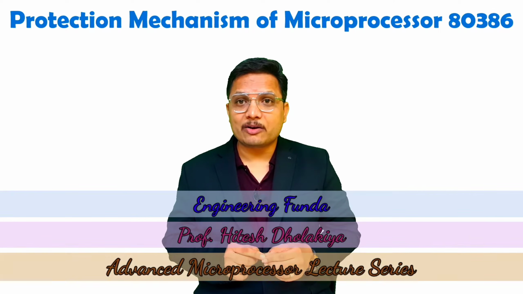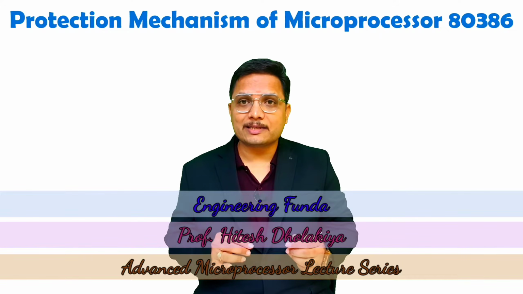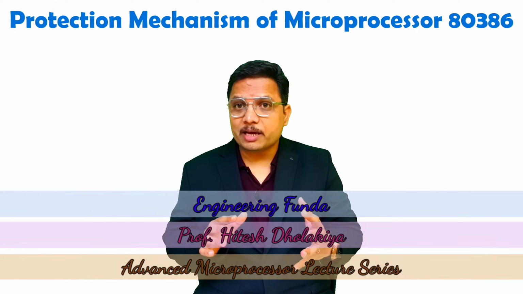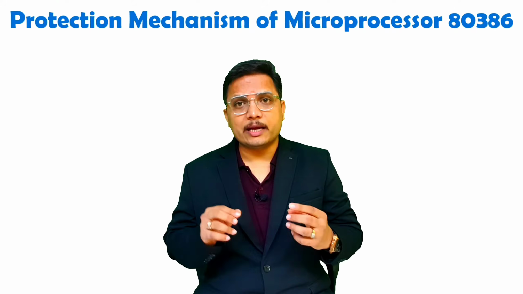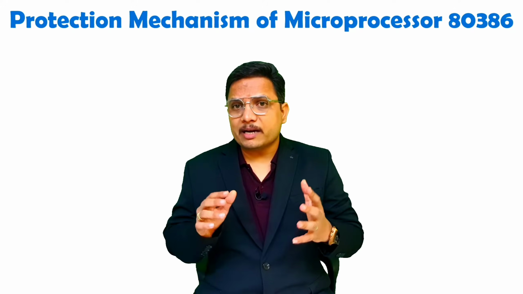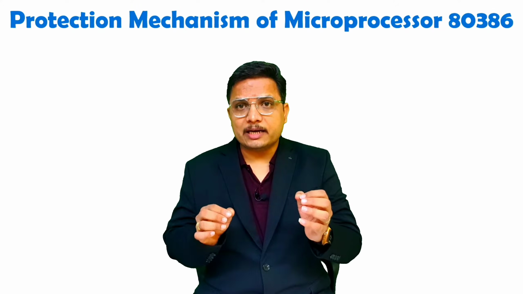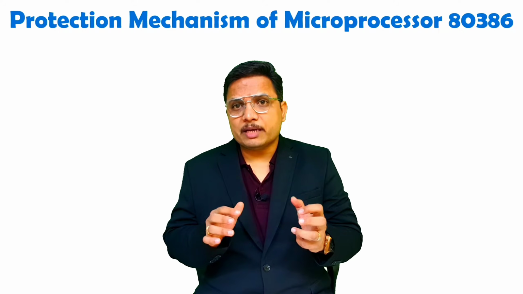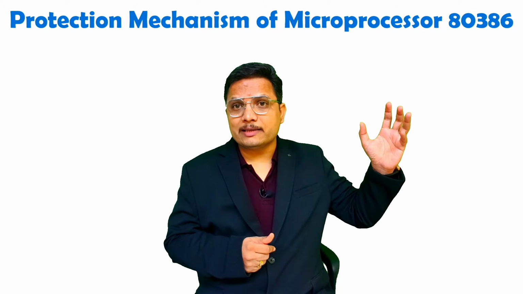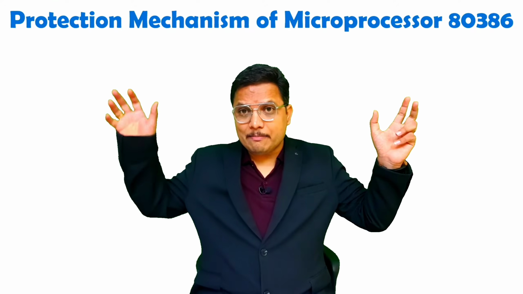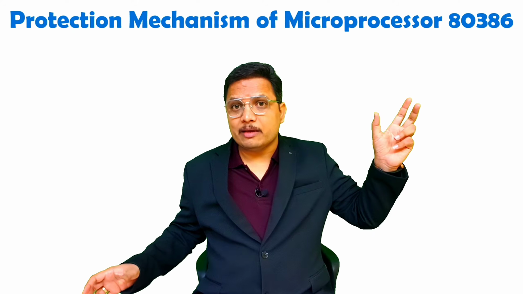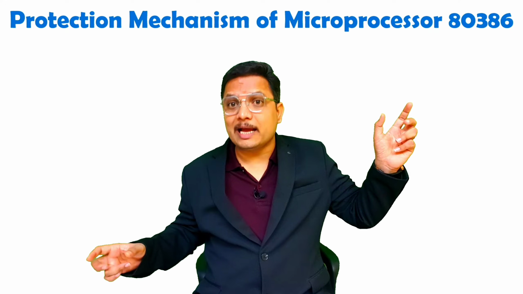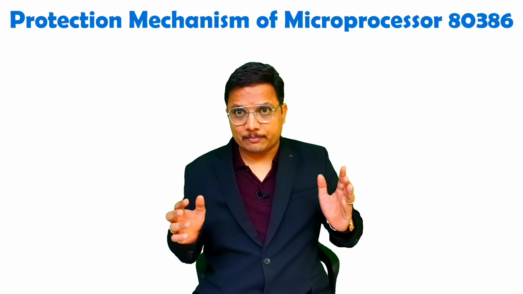This video is a part of the Advanced Microprocessor video lecture series, and in this video I'm going to explain the protection mechanism of microprocessor 80386. My dear students, first of all you should understand what a protection mechanism is. Protection mechanism means that whenever a user is trying to access any memory, we check whether the user is allowed to access the given memory. That is the protection mechanism.